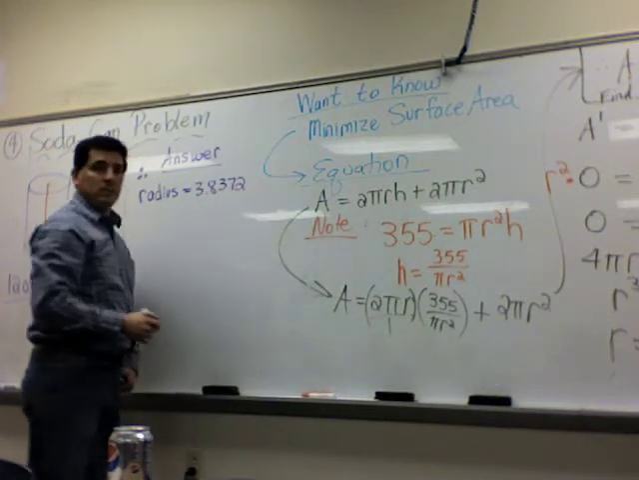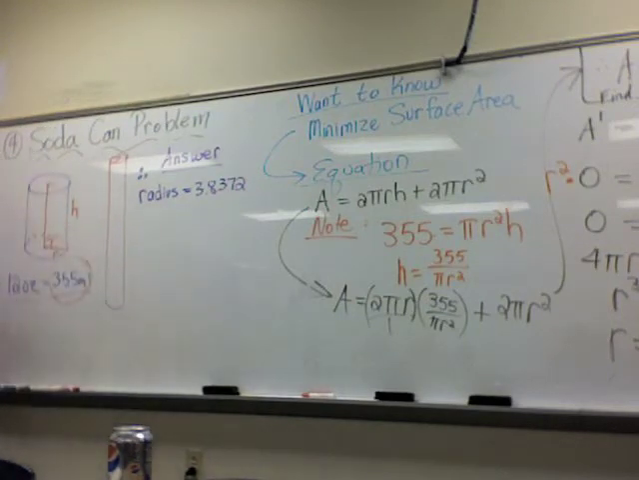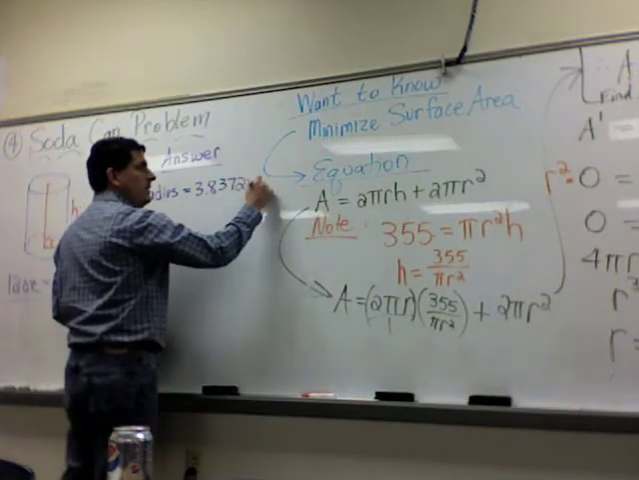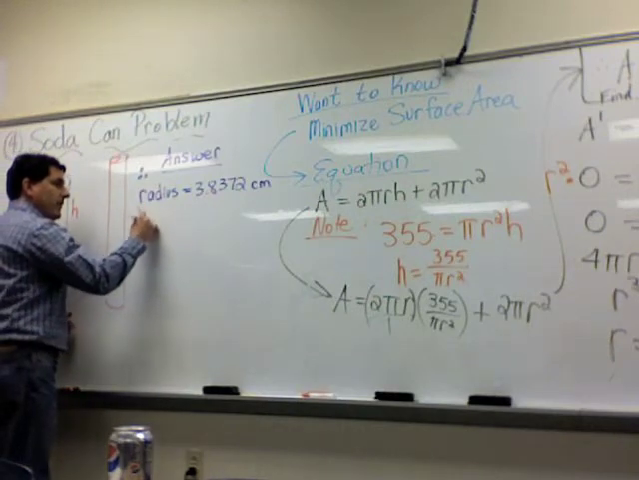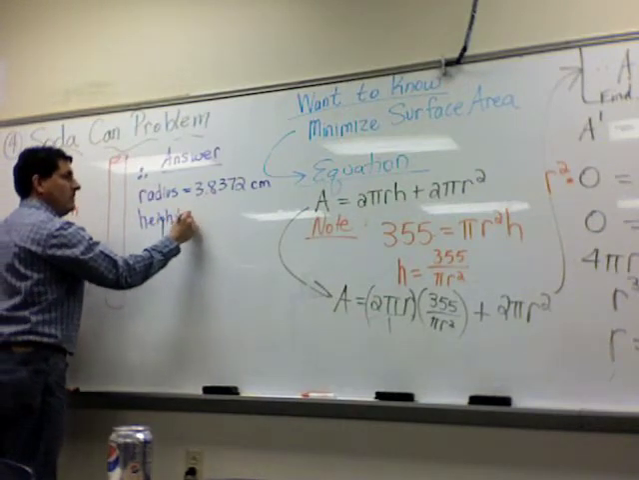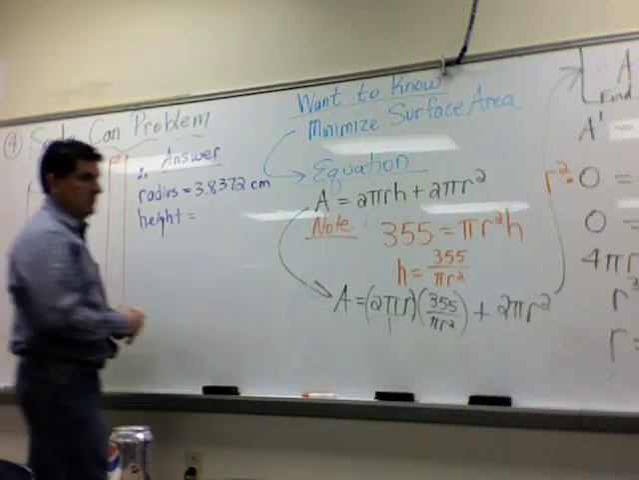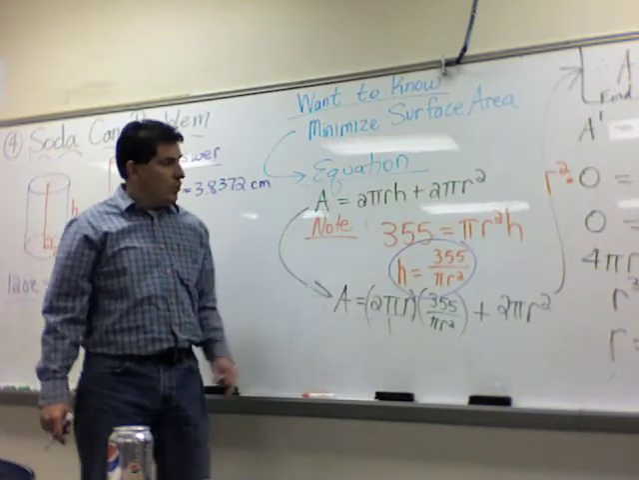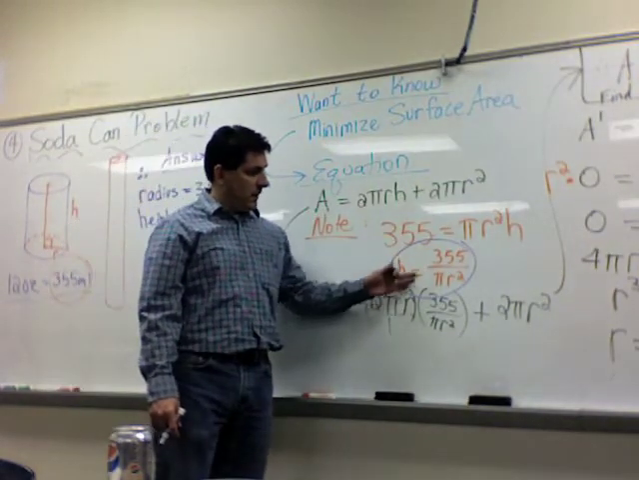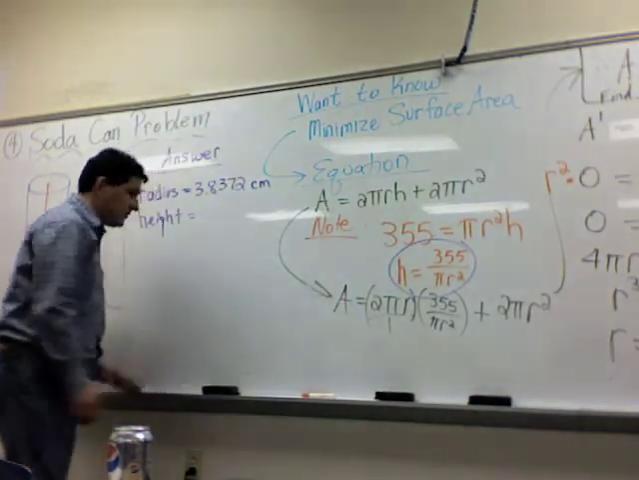3.8372. What are my units? Centimeters, okay? It's a length, centimeters. And then the height equals what? 355 over pi r squared. Remember that puppy? Okay, we said that we solved the volume here for h, 355 divided by pi r squared, that gives you the height. Now I'm going to show you a little trick, and I want you to do this with me.